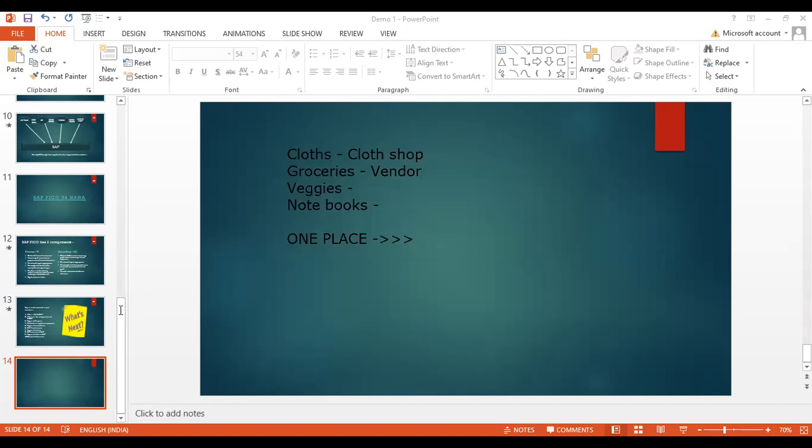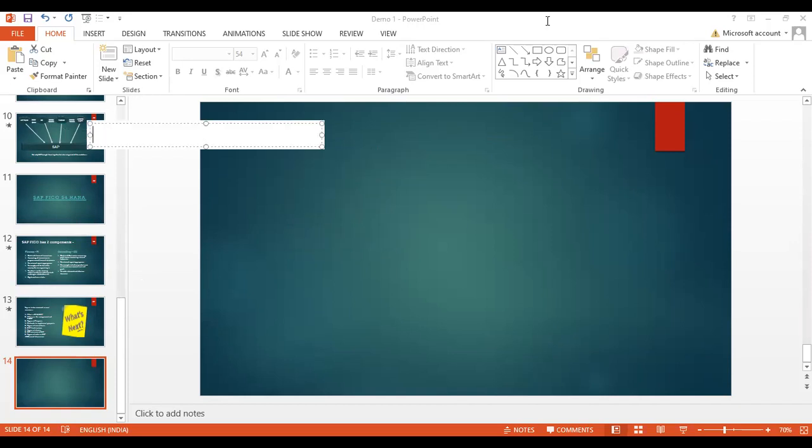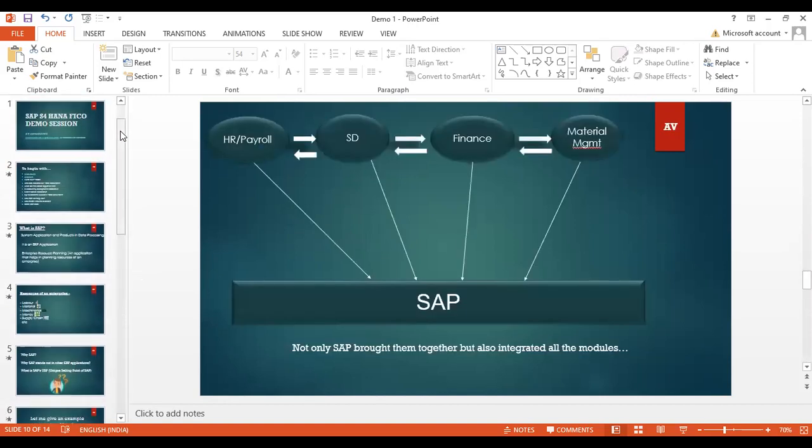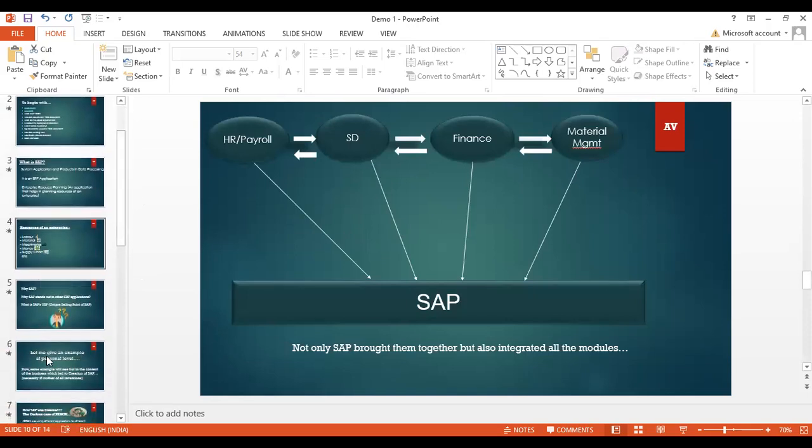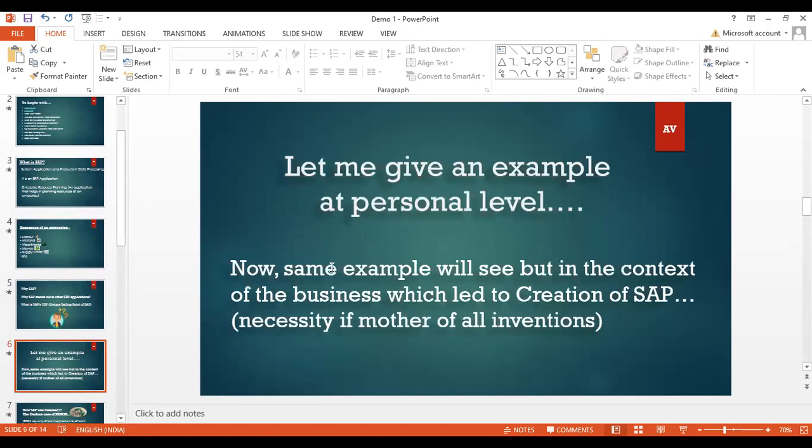Now here we'll take you to another slide wherein we'll apply the same example, but in the context of the business. Now, what led to the invention or creation of SAP? As we all say, necessity is the mother of all inventions.